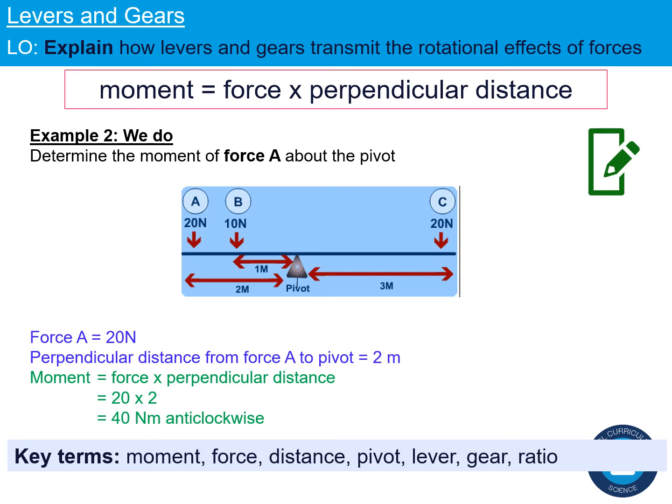And self-assessing your work, you should have three lines of working. Moment equals force times perpendicular distance. The next line should be 20 times by 2. And then you should get 40 newton meters, making sure on our answer we have units. And in this case, the direction is anti-clockwise.